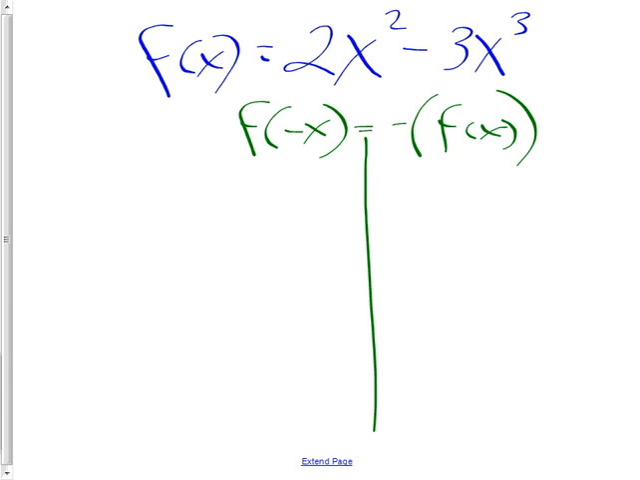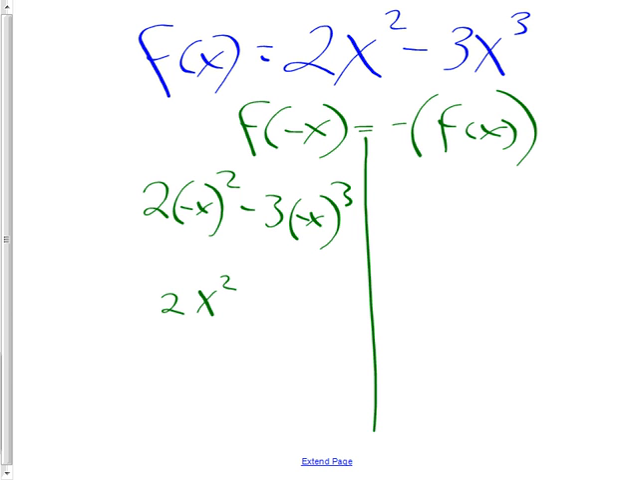Okay. So first thing I'm going to do is write 2 empty spot squared minus 3 empty spot cubed. Then I'm going to drop in negative x. Then I'm going to take my time to be careful with my negatives. Negative x times negative x is positive x squared, so that's 2 positive x squared. Then negative 3, and then, oh, I guess I should start here. And that's going to be a negative x cubed times a negative 3 makes positive 3x cubed.